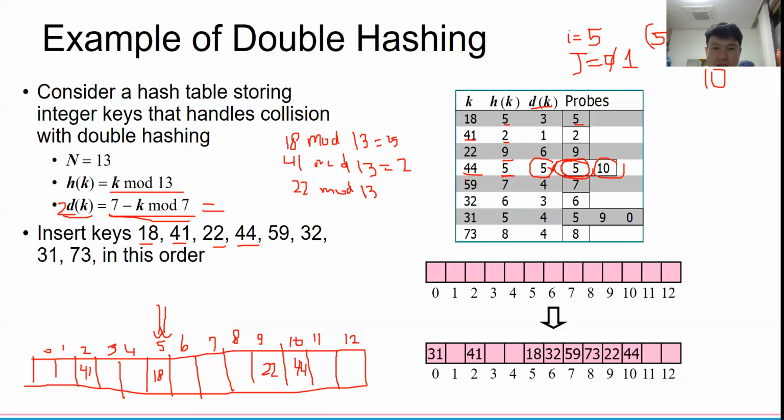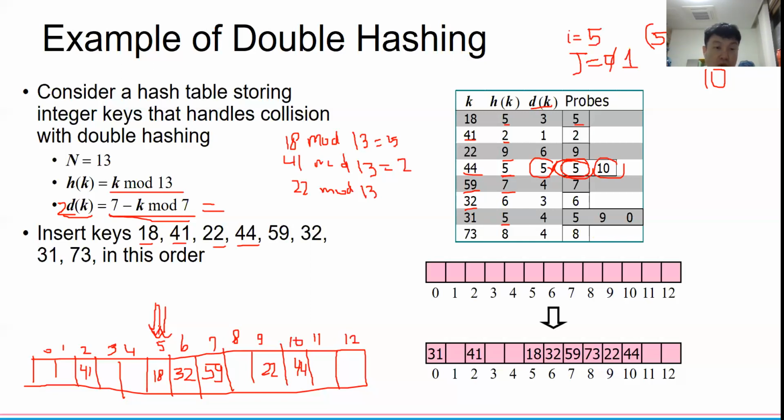So we can put the value 44 in index 10, and then next is 59. 59 mod 13 is 7. Is there any number in 7? No, so we just put 59. Then 32. 32 mod 13 is 6, so here we put 32. And then we have 31. 31 mod 13 is 5 again.